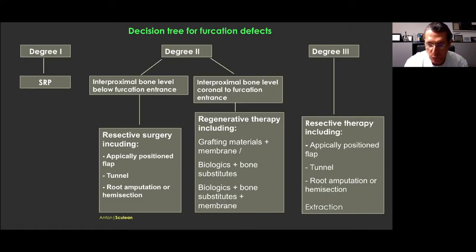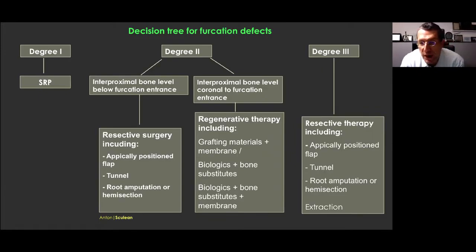Class 2. If you have a class 2 furcation, please analyze the defect in great detail, especially the height of the interproximal bone, mesially and distally to the molar. Okay? If the bone level, mesially and distally, is located below the entrance of the furcation, don't go for a regenerative approach. Go rather for a resective surgery.